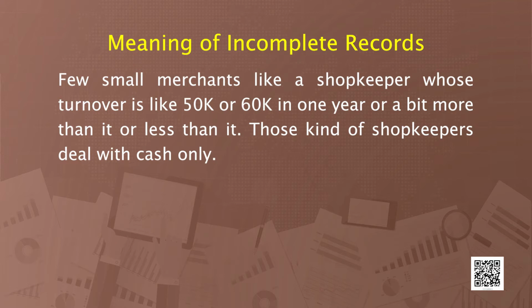Few small merchants, like a shopkeeper whose turnover is somewhere around 50-60,000 in one year, or a bit more or less than it, deal with cash only. They do not maintain proper record of books, and because of this, miscalculations or some mismanagements, we have to calculate the profit by those incomplete records only, and that is what accounting for incomplete records is.